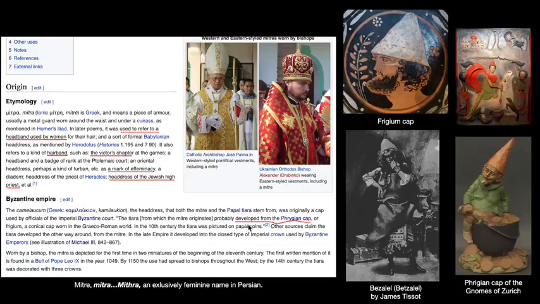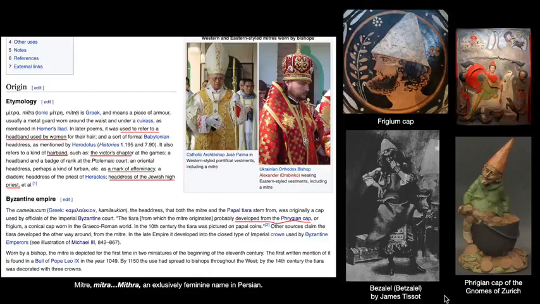It was developed from the Phrygian cap, or the Phrygium. Here's a Phrygium. Here's another Phrygian cap of sorts by Bezalel, who was the artisan of all the instruments inside the Jewish tabernacle in the desert. Here's Mithras with his Phrygian cap. And here's the Phrygian cap of the gnomes of Zurich.